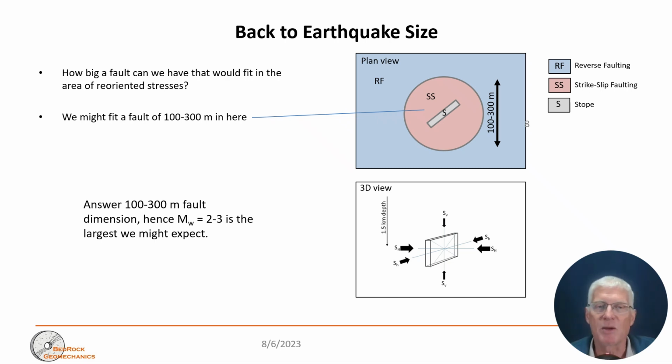And we might expect to find a fault on that same order that might slip in a single seismic event. So that's how I come up with the estimate of about 2 to 3 as the largest magnitude we might expect. But as I mentioned, this should be done in careful detail, involving modeling studies to decide how big the area is where we might expect failure.